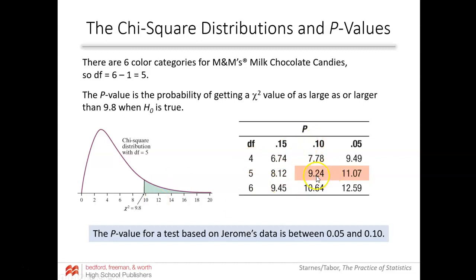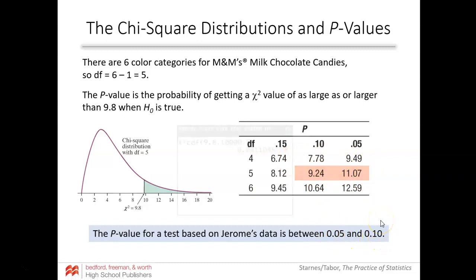So when I look at 9.8 and you look in your row of 5, you're going to be like, oh, it's not there. Well, I know it's in between here, probably closer to the 0.10 than the 0.05. So all you can tell me right now is that the p-value of that occurring simply by chance is between 5 and 10%.